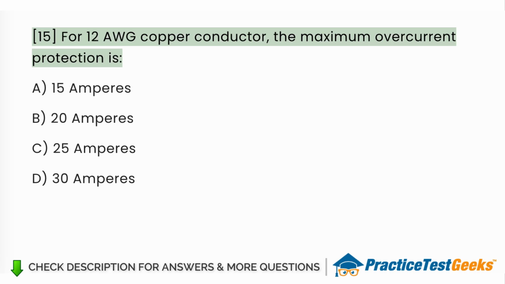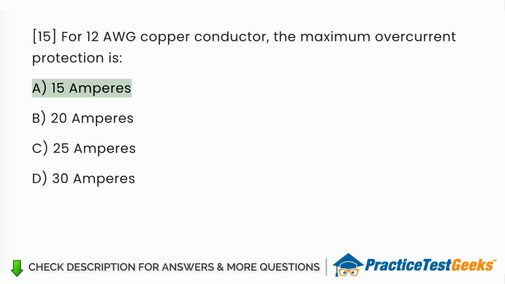For 12 AWG copper conductor, the maximum overcurrent protection is: A. 15 amperes. B. 20 amperes. C. 25 amperes. D. 30 amperes.